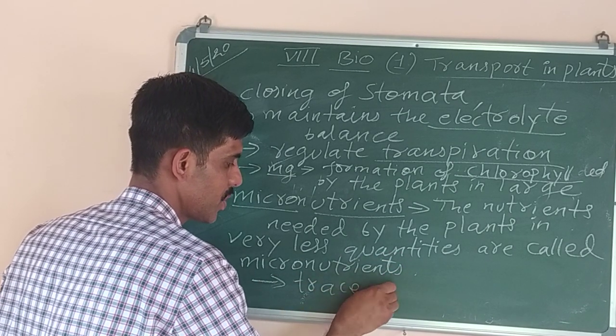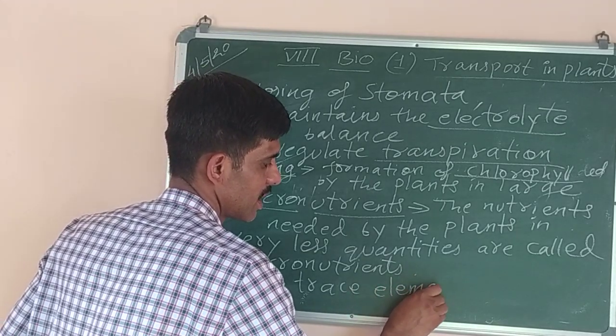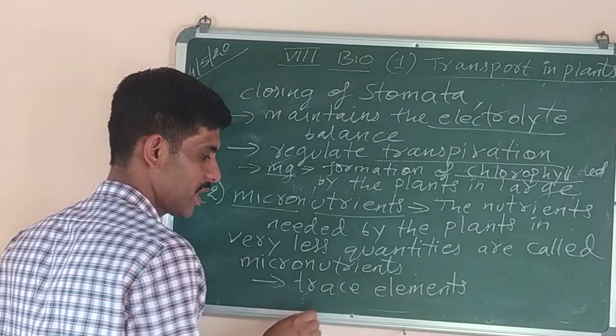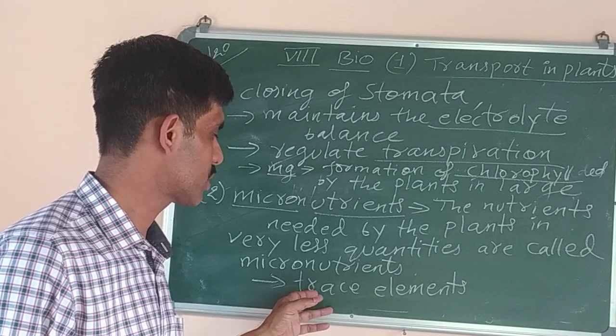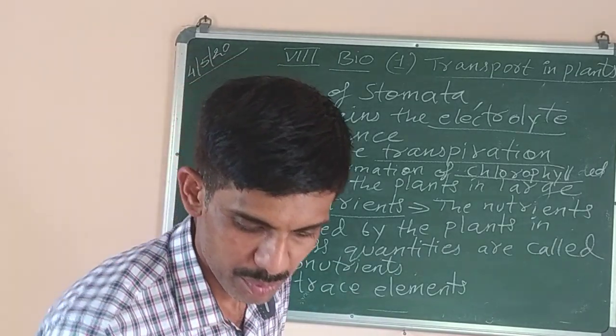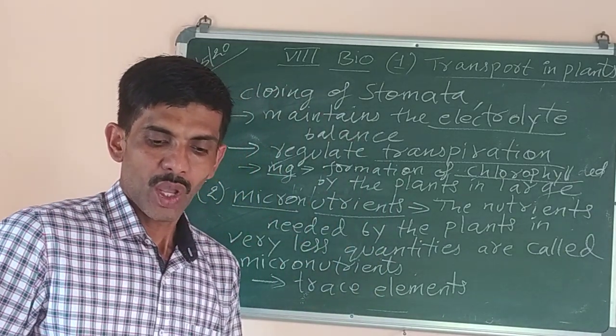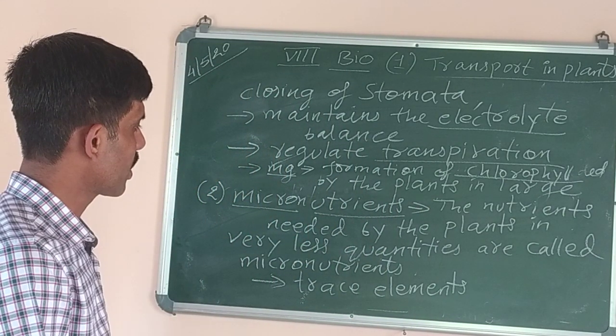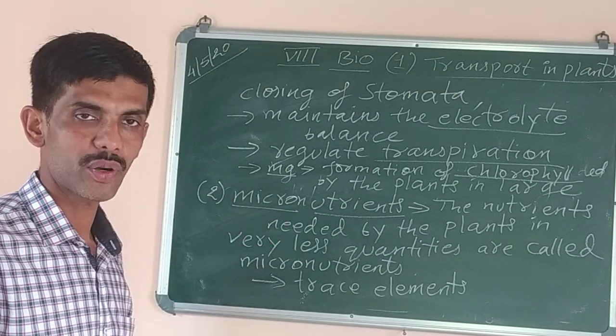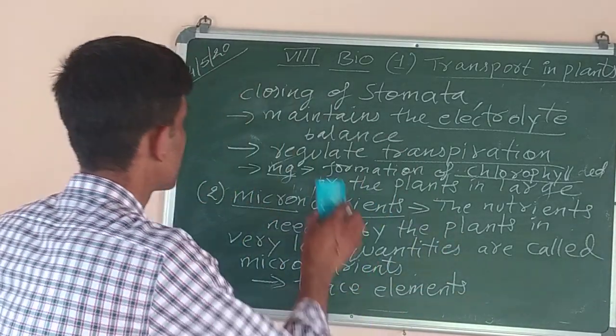What are they? Trace elements. Trace means the one needed in less quantity, so they are also known as trace elements or the trace minerals. Okay, now next one is what are the different types of micronutrients, the examples and their functions also.